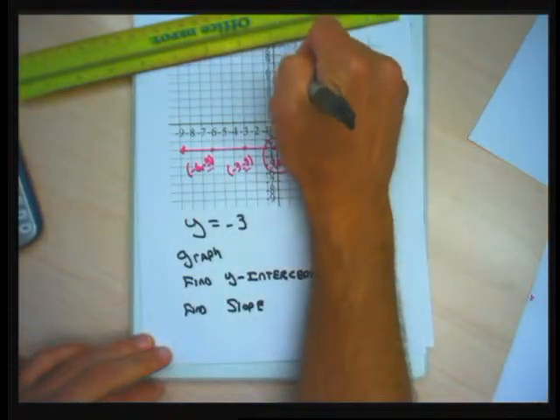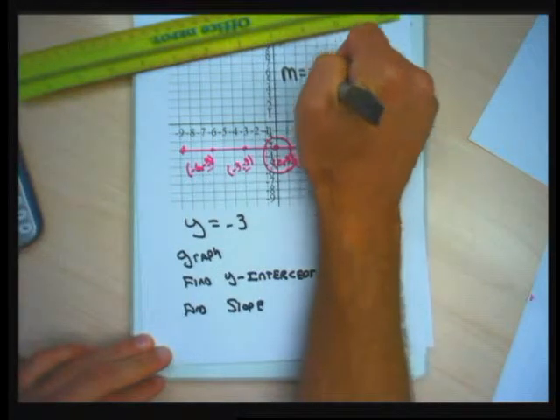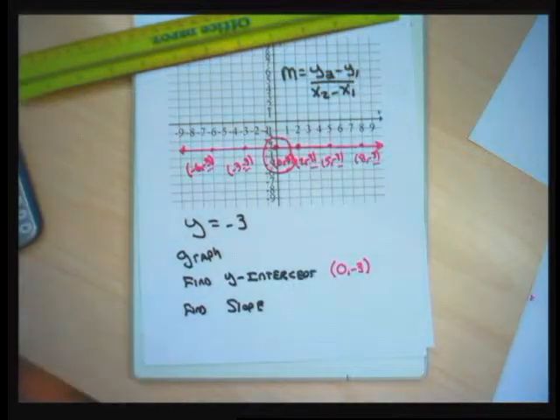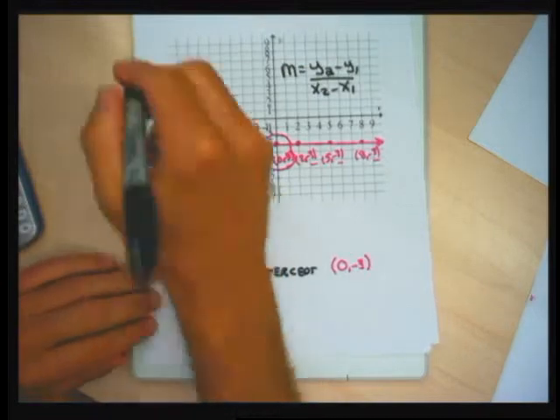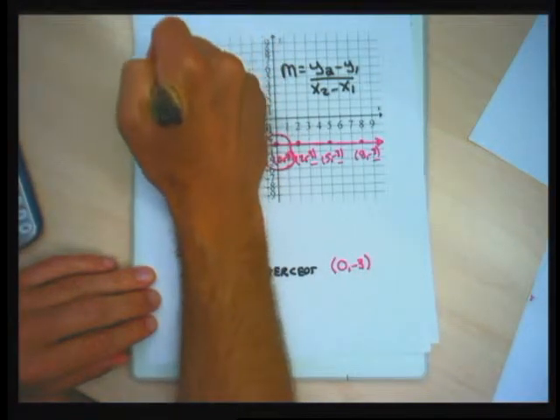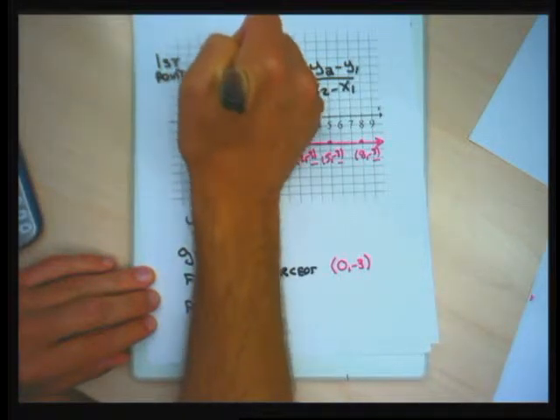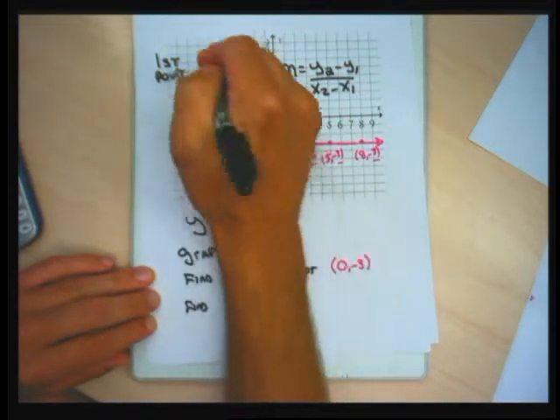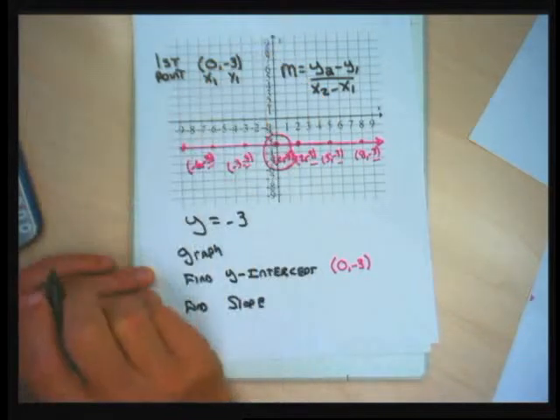So I'm going to use the slope formula. Slope is y2 minus y1 over x2 minus x1. And I'm going to get the slope by using that formula. I'm going to pick a first point and a second point, and it doesn't matter which points I pick. Any point will give me the same slope. I'm going to call my first point 0, negative 3, which is that point there, which means in the formula, x1 is going to be 0 and y1 is going to be negative 3.